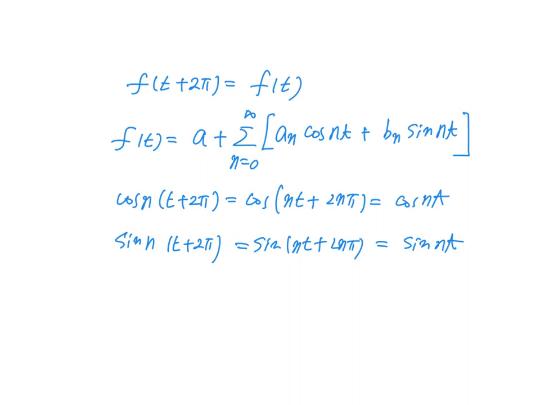So the question is, if you know the functional form, then find a0, an, bn. It's a basic problem of Fourier analysis. So simple. What if we integrate this f(t) dt?